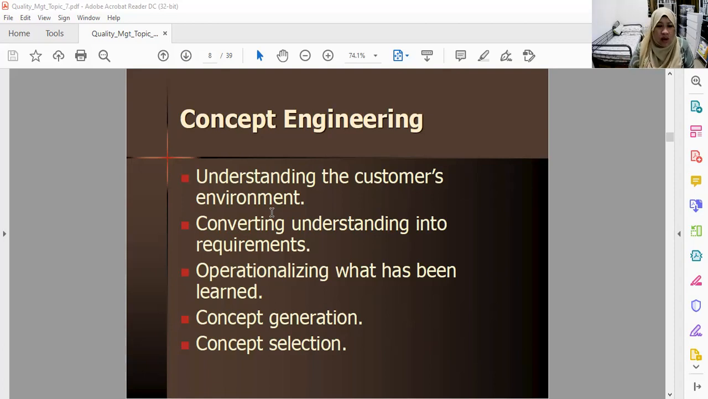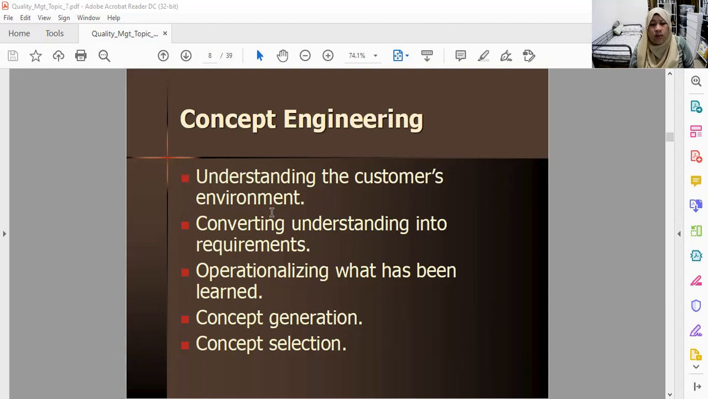And then the third one, operationalizing what has been learned. So in here, when we do this part, we also have to know how it operates. How it operates, and of course we have to learn, right?